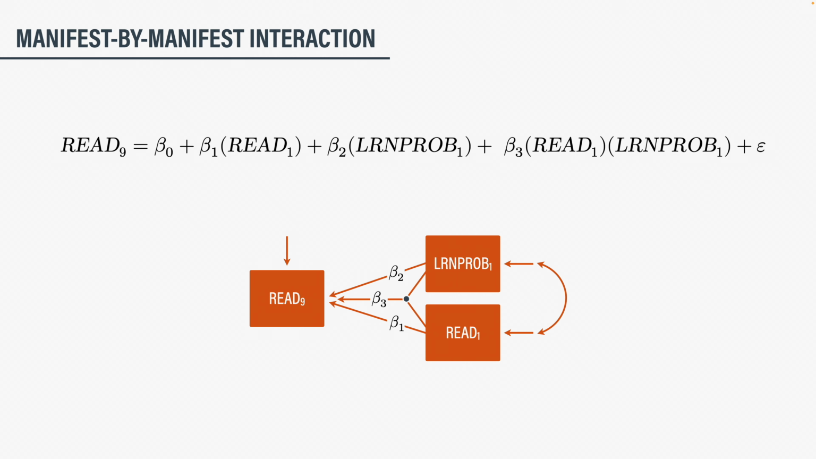Let's start with a moderated regression that features the first grade variables predicting ninth grade reading performance. I'm going to treat learning problems as the moderator variable here, so the goal is to figure out whether reading scores in first grade are more or less predictive for students with elevated learning problems. In the path diagram, the two arrows that converge into a single arrow represent the interaction effect.